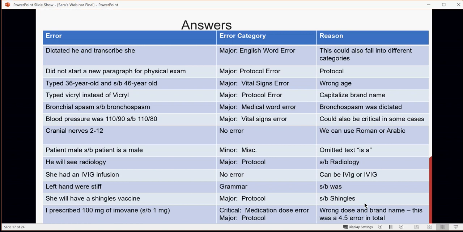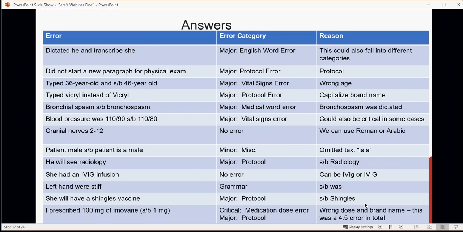He will see radiology. Radiology should be capitalized as per our account specifics. The easy rule for whether it should be capitalized is to replace it with a proper noun. He will see Dr. Smith. Works. That means radiology should also be capitalized. He will be seen in the radiology department. He will be seen in the Dr. Smith department would not be capitalized because that would not make sense.